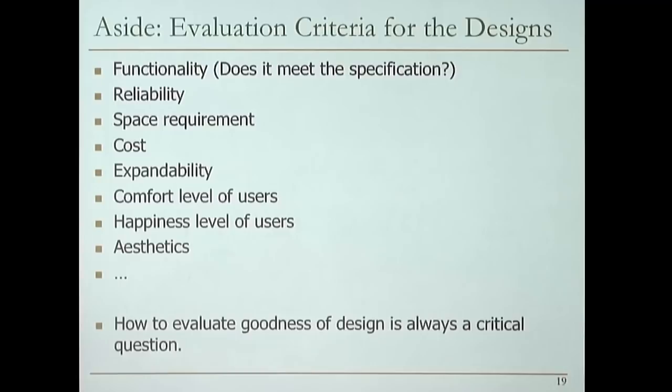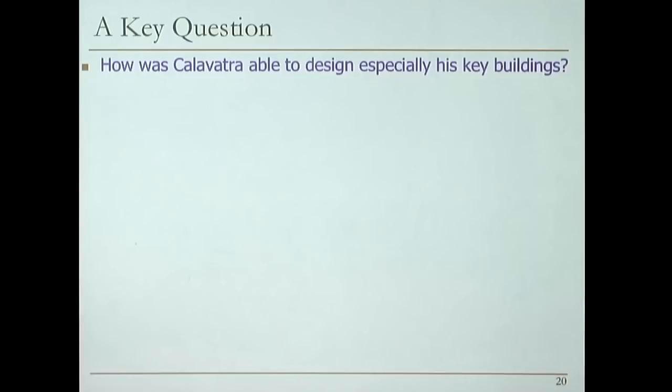Okay, so a key question is, how was, in this case, Calatrava able to design especially his key buildings? Any guesses? What is it that made him that architect that designed these things? Was he hardworking? Was he extremely creative? Was he just dedicated? I don't know, you could argue. Was he just well-funded? But how did he get started if he was less well-funded? Clearly, well, he was very well-funded, right?